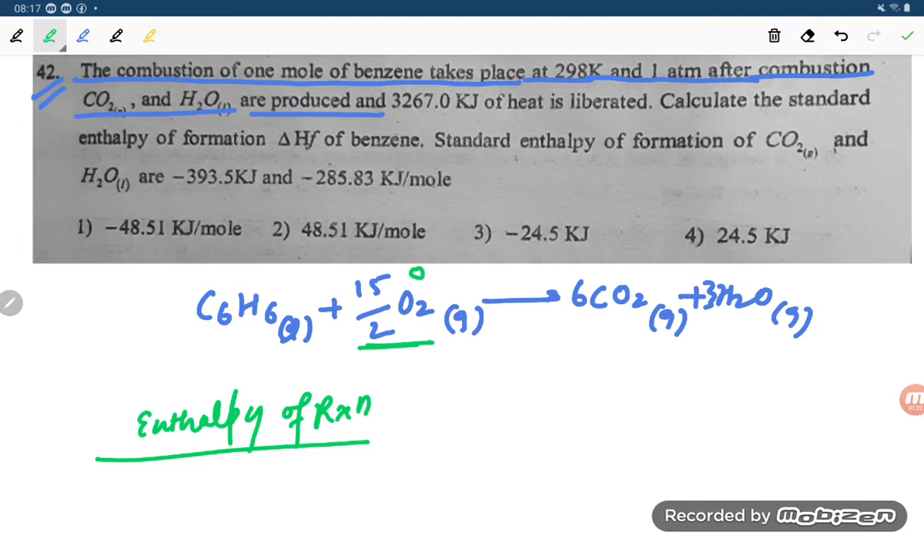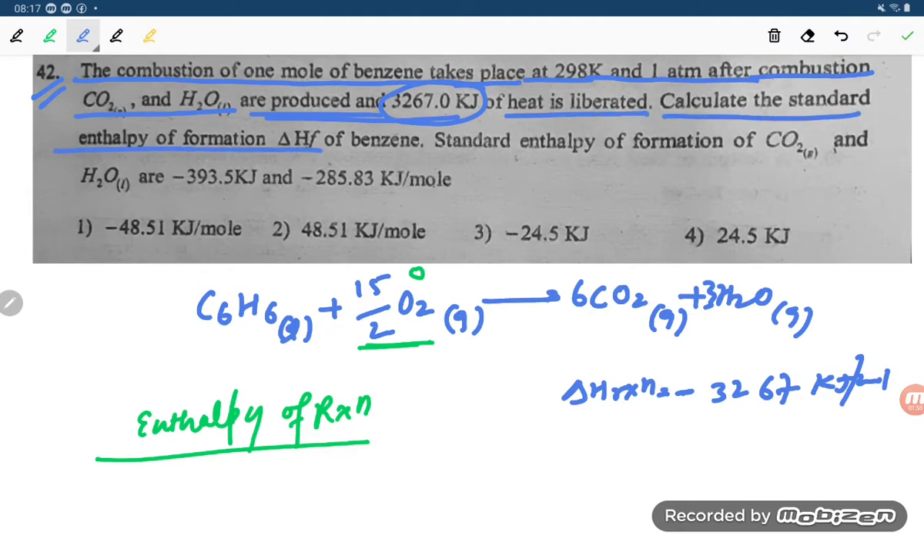At 1 atm, combustion, CO2 and H2O are produced. How much enthalpy of combustion are they giving? It is giving 3267. The sign is not given, but this is a combustion reaction, so it is the negative sign. So we can write delta H of reaction equal to negative 3267 kilojoule per mole, right?